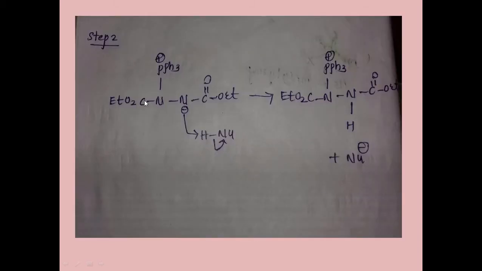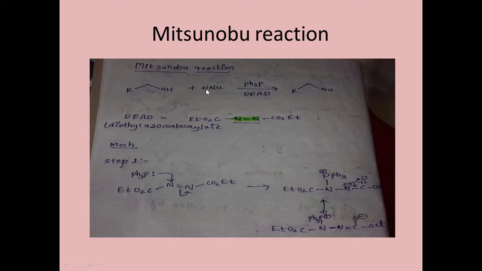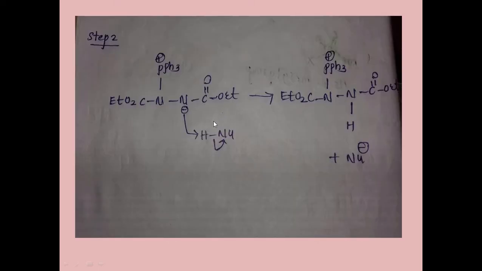Now in the second step, what happens, we will take the second reagent, HNu. This is the first and this is the second, I'm telling it that way. So now this negative charge will abstract the proton, and this bond will shift onto the Nu, that is the nucleophile. We'll get the nucleophile, right? And we'll get this product because this H has been attached to nitrogen.